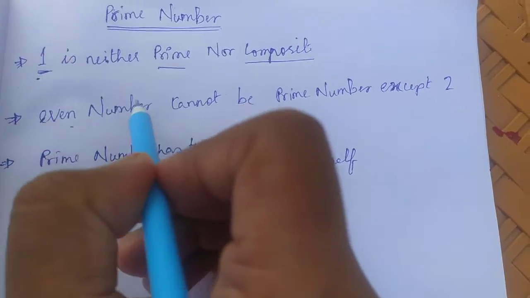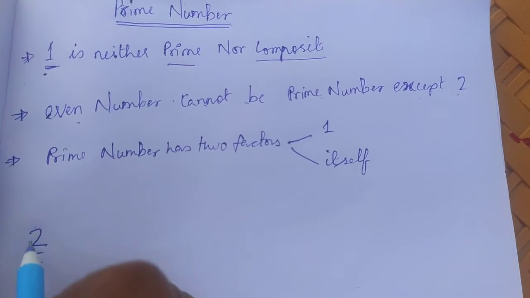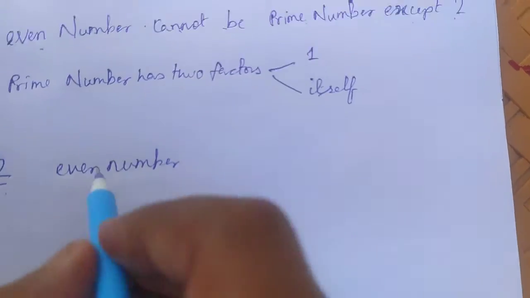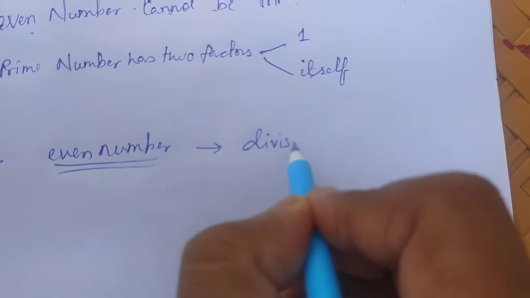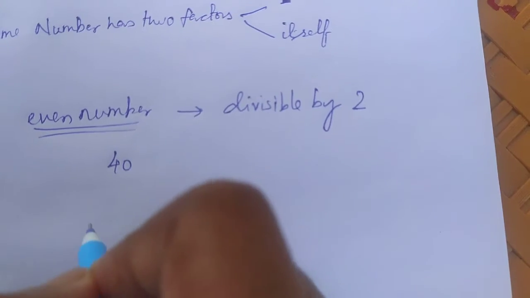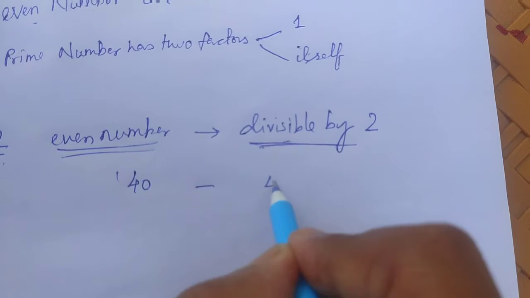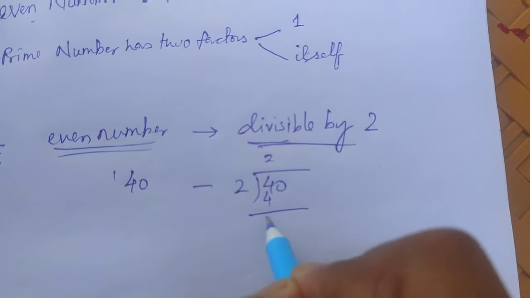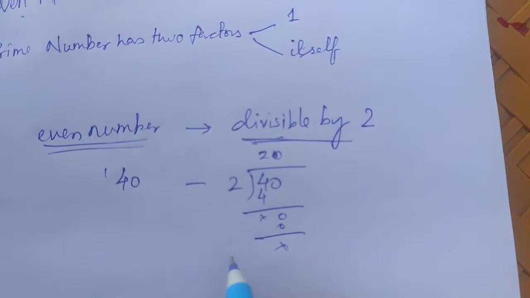Now the second rule is, an even number cannot be a prime number except 2. What is an even number? An even number means a number which is divisible by 2. Let us take a number 40. Now to check if it is divisible by 2 or not, we divide 40 by 2. 2 4s are 8, 0.